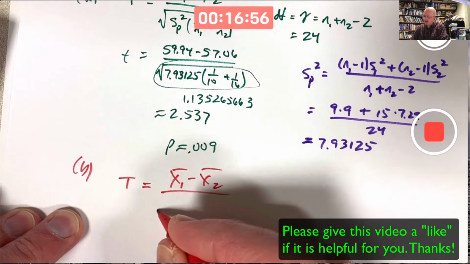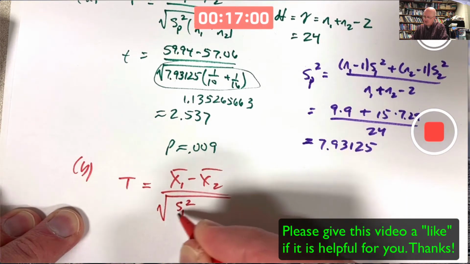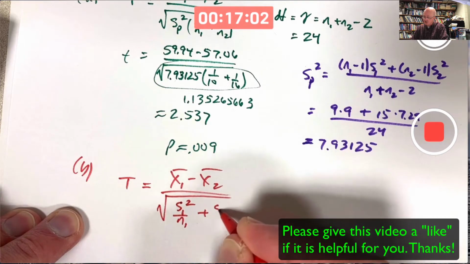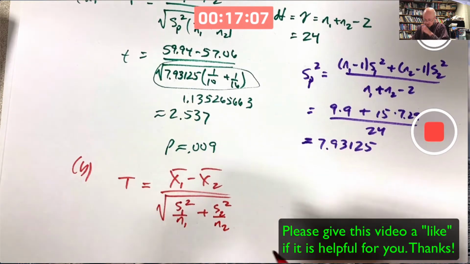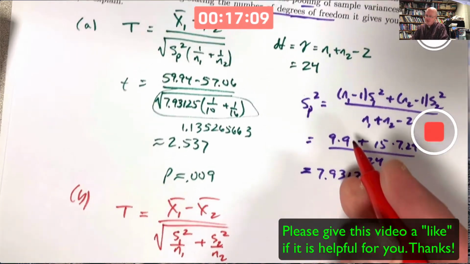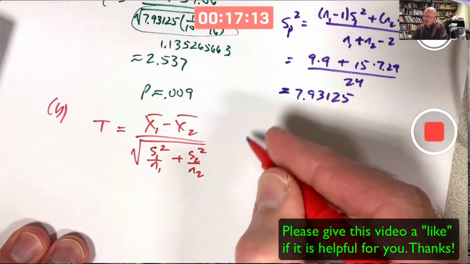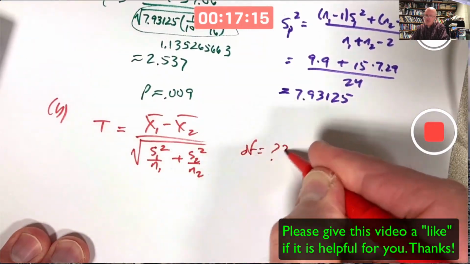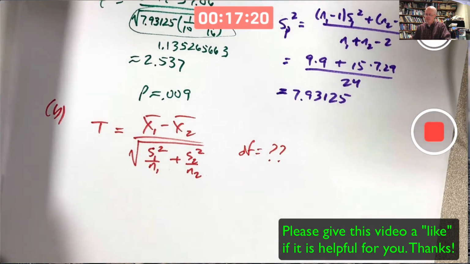The formula ends up being, take this and divide by the square root of S1 squared over N1 plus S2 squared over N2. And notice, by the way, if you replace both S1 squared and S2 squared with SP squared, you would get this formula back up here. But what is the degrees of freedom? Degrees of freedom is a big question mark. The old way of doing things was to use something called the Smith-Satterthwaite formula.